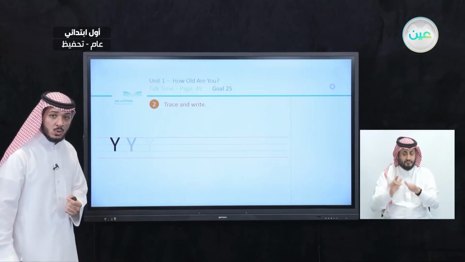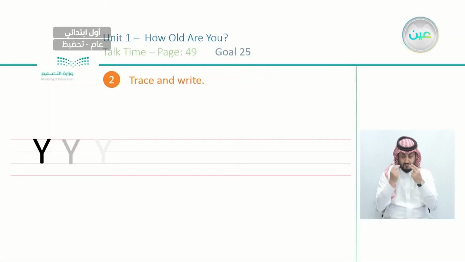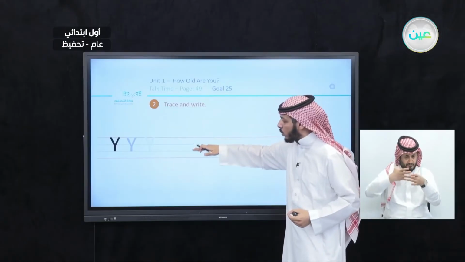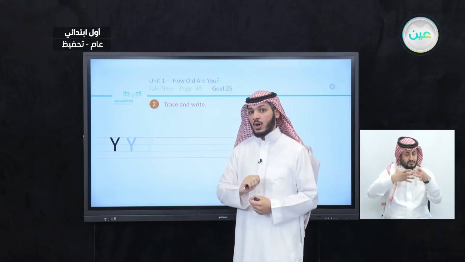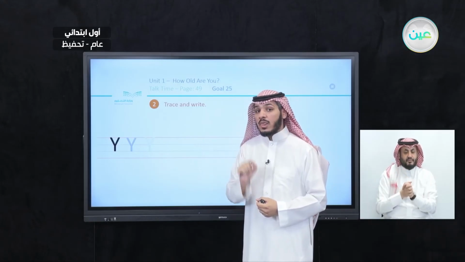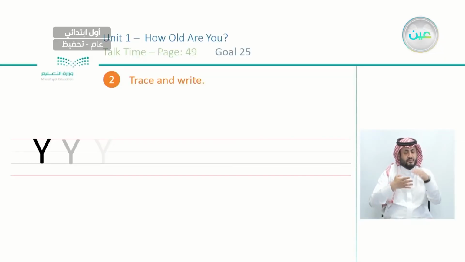Okay, how to write the letter Y? You will start with line number 1. So we have 1, 2, 3, 4 lines. We have 4 lines here. Okay, so let's start with line number 1 up to line number 2. So we have Y like this, and we have a line up to line number 3. Again, Y like this, and a line like this.